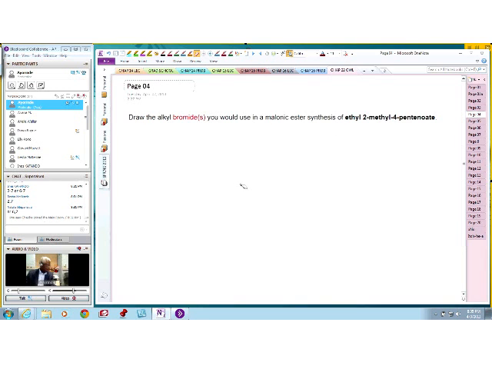Draw the alkyl bromide used in the Malonic Ester Synthesis of ethyl 2-methyl-4-pentanoate. Okay, thank you, very good. Once again, this is a case of Malonic Ester Synthesis. What they want us to do is simply give the alkyl bromide that is needed. But what I want us to do here is to give the complete synthetic scheme. Before you do that, we need to know what the structure of ethyl 2-methyl-4-pentanoate is.